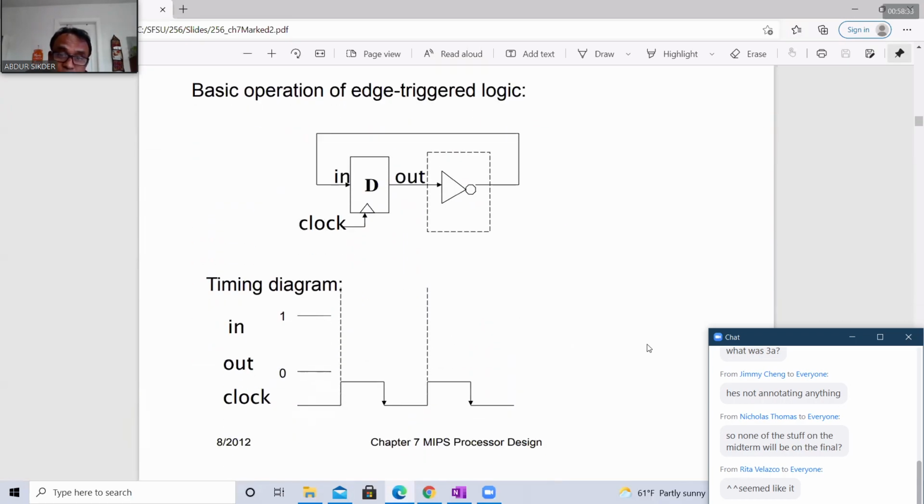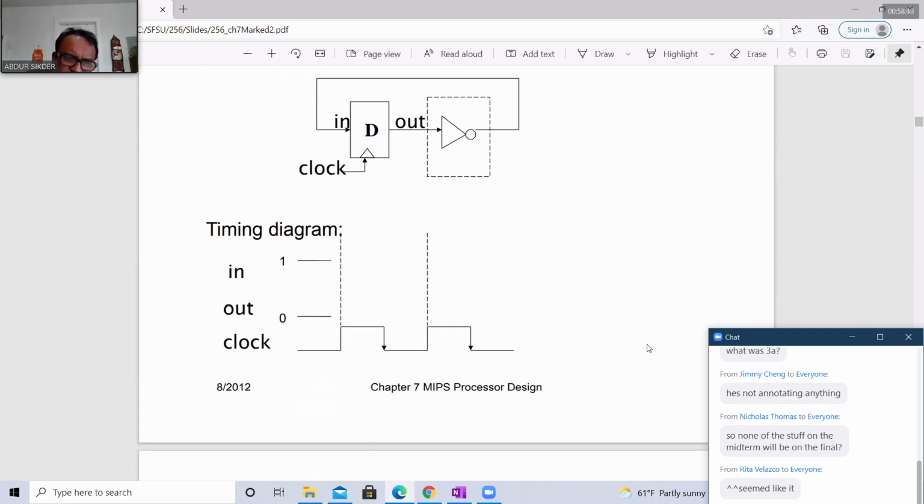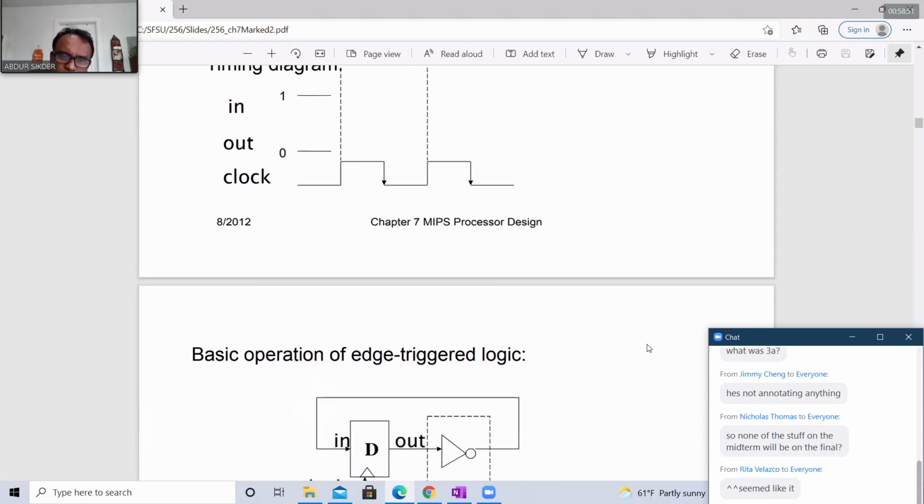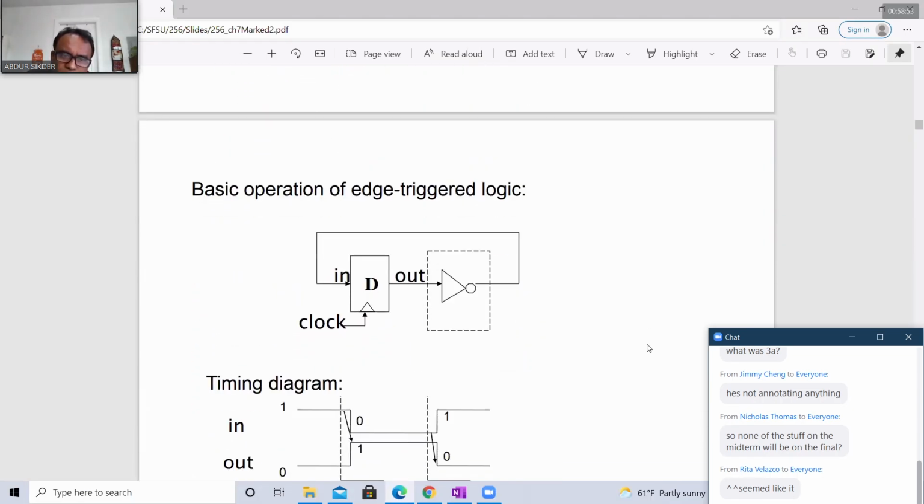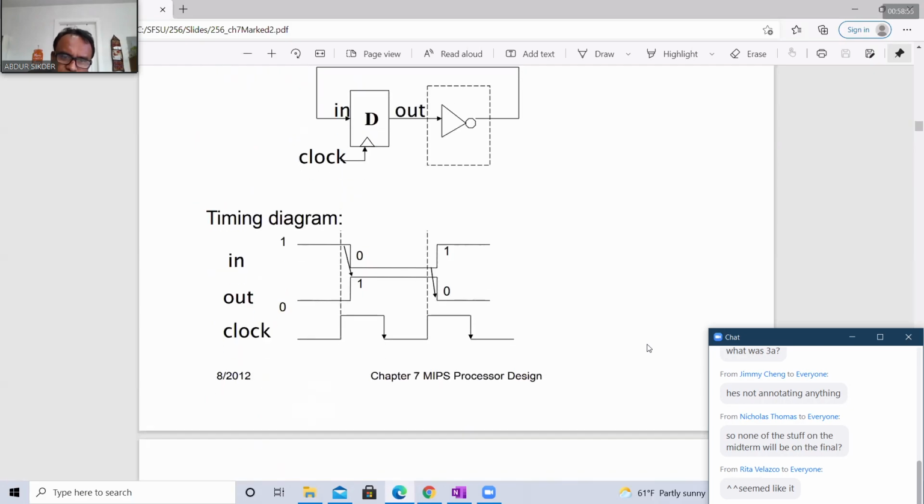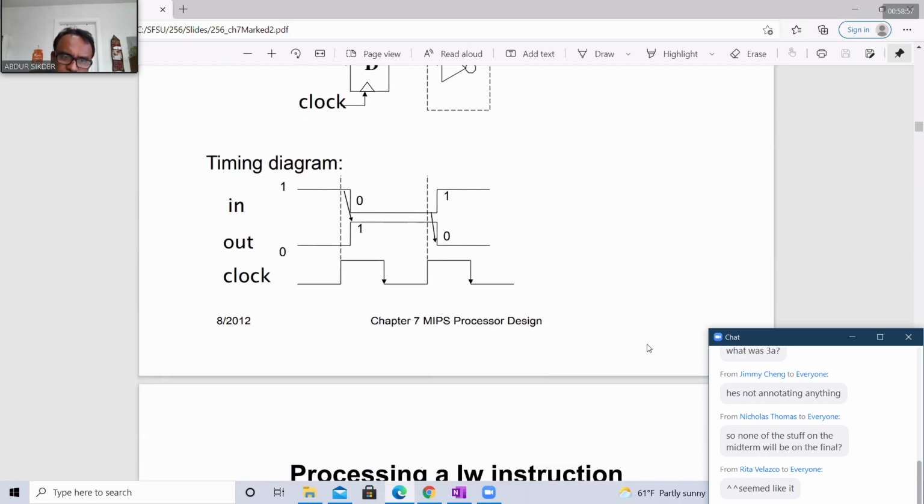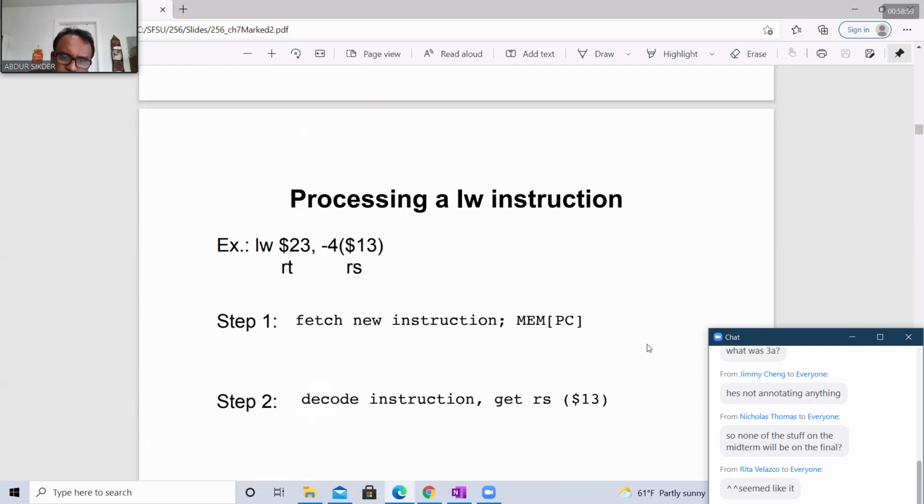Basic operation of edge triggered logic. You have this D flip-flop with an input, and then you have a clock, and then you have the output. And then there's a timing diagram, they call it here, in, out, clock. And edge triggered logic is another D flip-flop timing diagram.